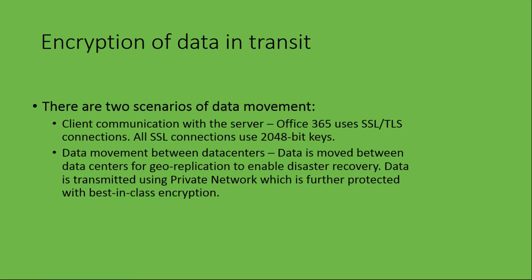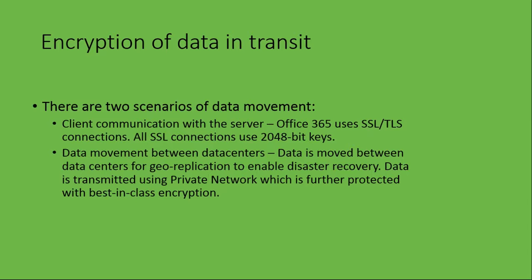What are the different cases where the data is actually moving? The first scenario is when we request data, when we browse a SharePoint site, data is requested from the server and served to the client. So there is communication between client and server. In that case, Office 365 uses SSL connections, and all these SSL connections use 2048-bit keys. With this SSL, the data is fully secured while in transit. So that is one scenario.